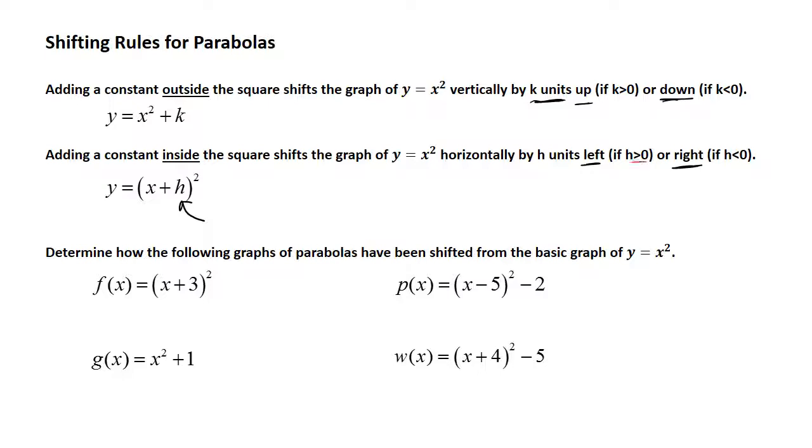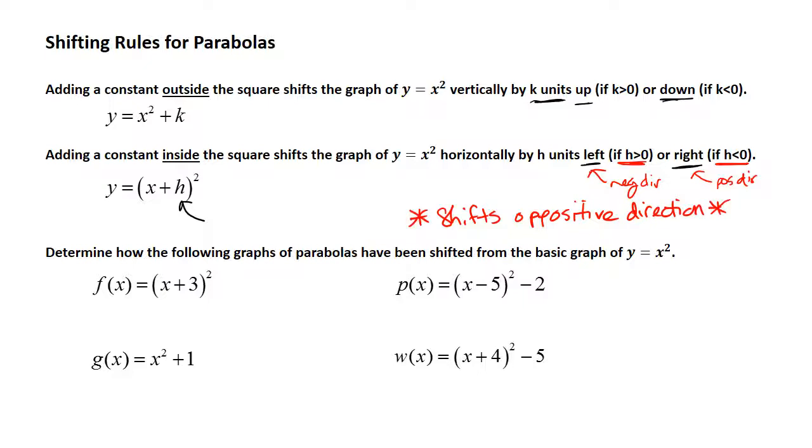If h is positive, it's actually going to go left in the negative direction. And if h is negative, then it goes right in the positive direction. Okay, so it's the opposite direction you would expect. So again, it shifts the opposite direction. And that's an important thing to keep in mind. So anything on the inside is going to go the opposite direction, whereas when you add something on the outside of the square, it basically mimics the sign you see.